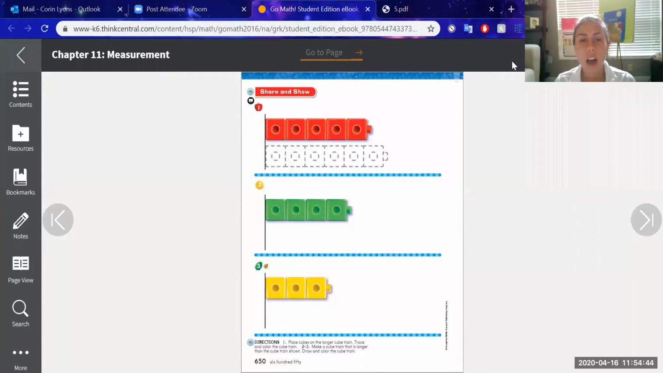What do you see on this page? Let's look at number 1 in the red apple. Yes, there are two cube trains. One of them is colored and one of them is not. What do you notice about the two cube trains? The red one is shorter and the not colored one is longer.